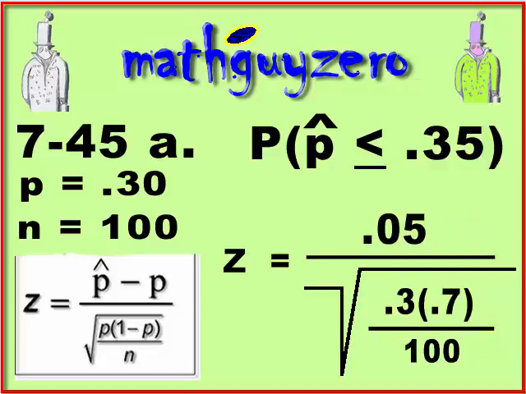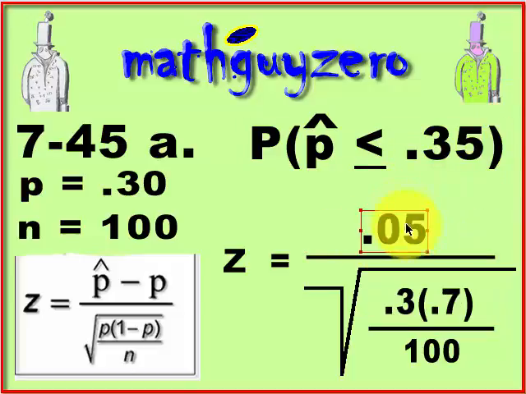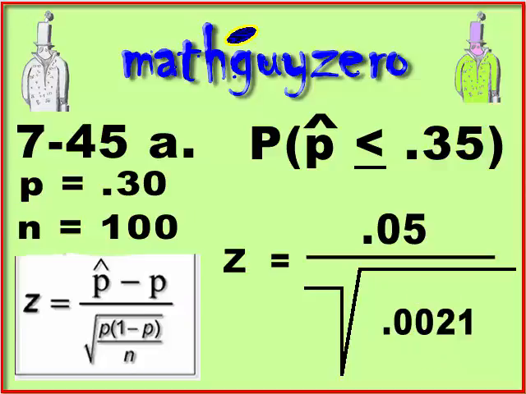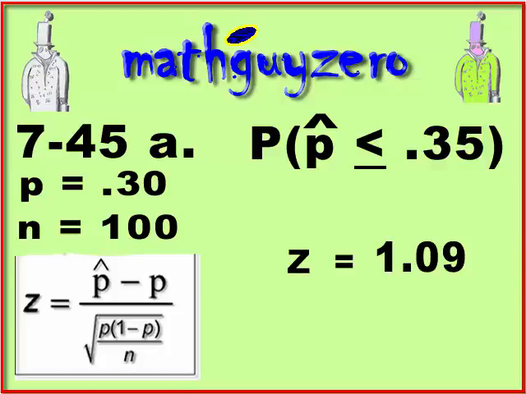Let's do some math on this. The top one was pretty easy, 0.05 is the difference on top. And 0.7 is 1 minus 0.3. So it comes out to 0.21 divided by 100, and we take the square root of that. Important: we can use this as a standard deviation when we switch over to Excel. I'll get back to this in a second. But we divide this by that, and we get a z-score of 1.09. Let's look that up on a table.